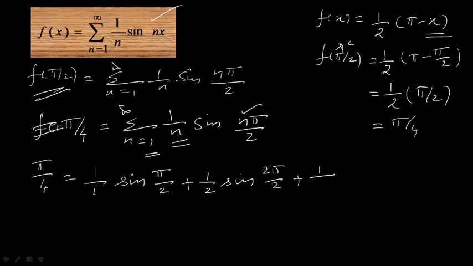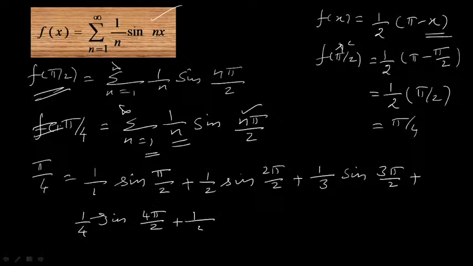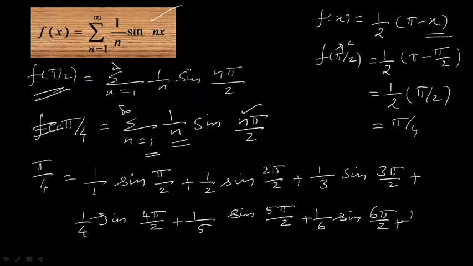The next substitute n is equal to 3, 1 by 3 sine 3 pi by 2, plus substitute n is equal to 4, 1 by 4 sine 4 pi by 2. Substitute n is equal to 5, 1 by 5 sine 5 pi by 2, plus 1 by 6 sine 6 pi by 2, plus 1 by 7 sine 7 pi by 2. Since it is given up to the 7th term, I have to write up to the 7th term of the series and then put etc.